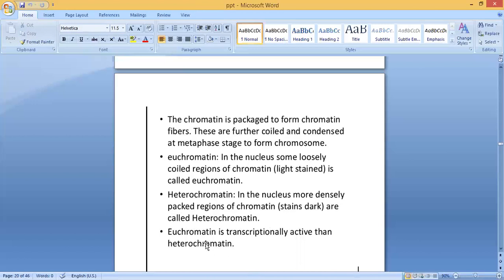Clear? Then euchromatin is transcriptionally more active than heterochromatin. So this is loosely packed, and because of that it is more active than heterochromatin.